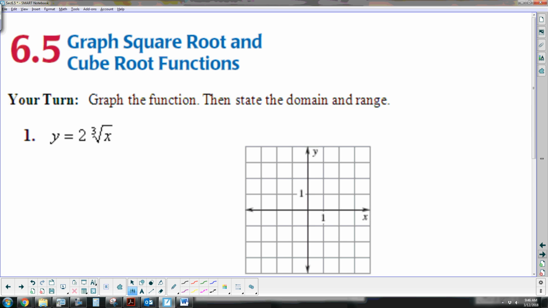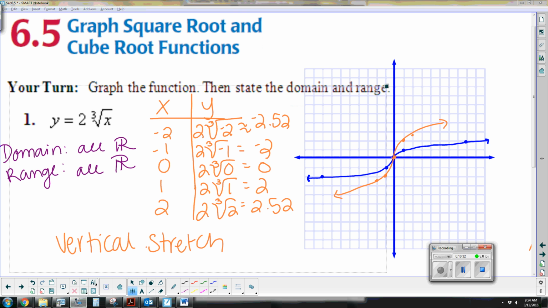All right, take a couple minutes, pause the video, and do these next two examples on your own. So if you look at this first example, it's a cubed root, so you can have positive or negative values for x. So your domain is all real numbers, and your range is also all real numbers, because any output for y, depending on what your input is, could be any real number.